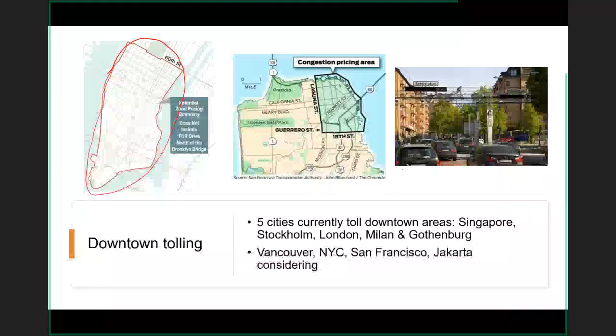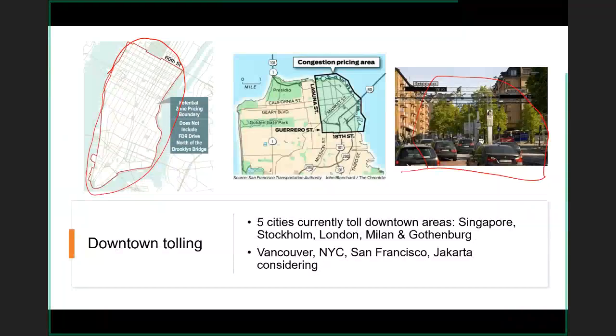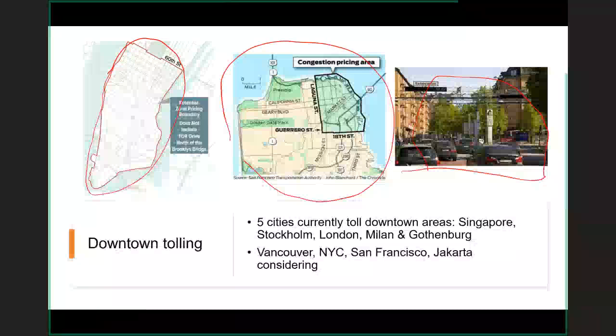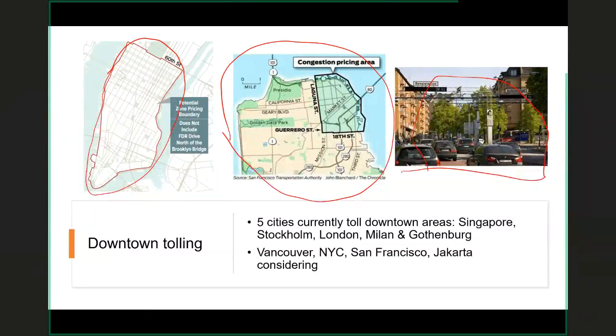This is a system in Stockholm, and then this here is, at least in a series of plans for San Francisco, this would be tolled. Jakarta also is considering it. So it's a pretty big deal because there's just so much congestion in these cities, and the initial results from the first 5 cities indicated it really alleviates air pollution a lot.